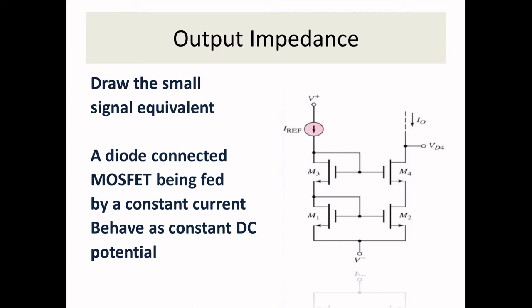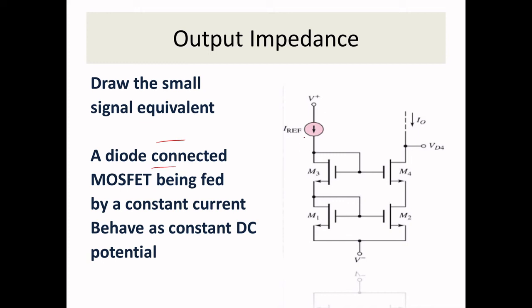Next is how to show how the impedance increases in the cascoded configuration. For that I have taken this basic circuit. M1 and M3 are both in series, and this is in series. I have given the reference current and this is your output current.